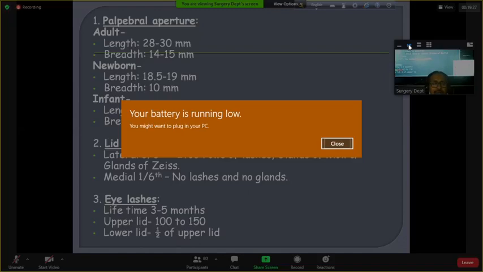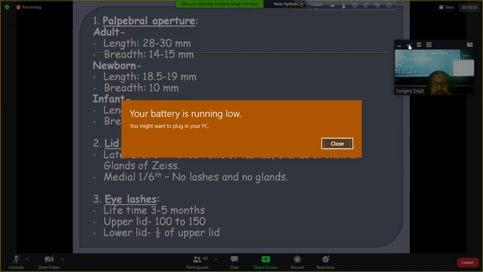So what is punctum? Punctum is an orifice in the lid margin, the lacrimal orifice of the lacrimal canaliculi, that divides the eyelid margin into the ciliated part and non-ciliated part. Ciliated part has the eyelashes and glands, and the non-ciliated part has no lash, no gland. That is the smooth part.